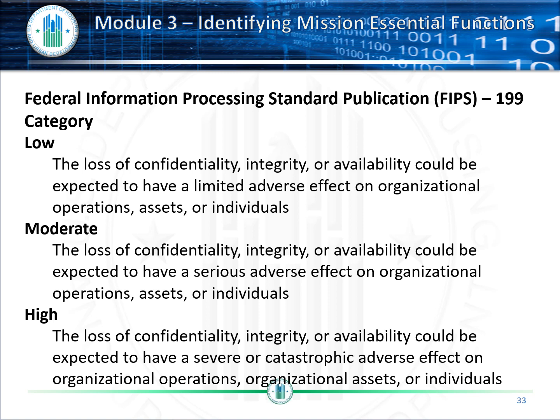3. The potential impact is high if the loss of confidentiality, integrity, or availability could be expected to have a severe or catastrophic adverse effect on organizational operations, organizational assets, or individuals. A severe or catastrophic adverse effect means that, for example, the loss might 1. Cause a severe degradation in or loss of mission capability to an extent and duration that the organization is not able to perform one or more of its primary functions.